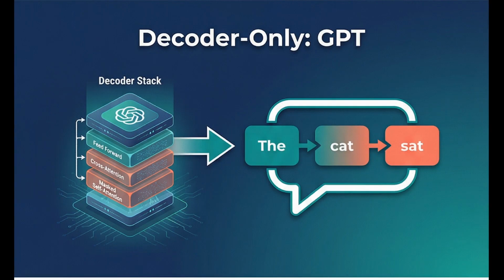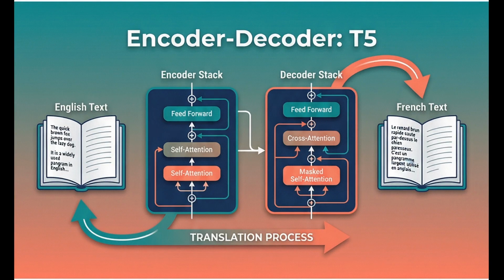Decoder-only models like GPT are autoregressive. They generate text one token at a time, predicting the next word based on history. They are the standard for text generation and chat applications. Finally, encoder-decoder models like T5 or BERT use the full original architecture. They excel at sequence-to-sequence tasks like translation or summarization, where you need to heavily process an input to generate a new output.